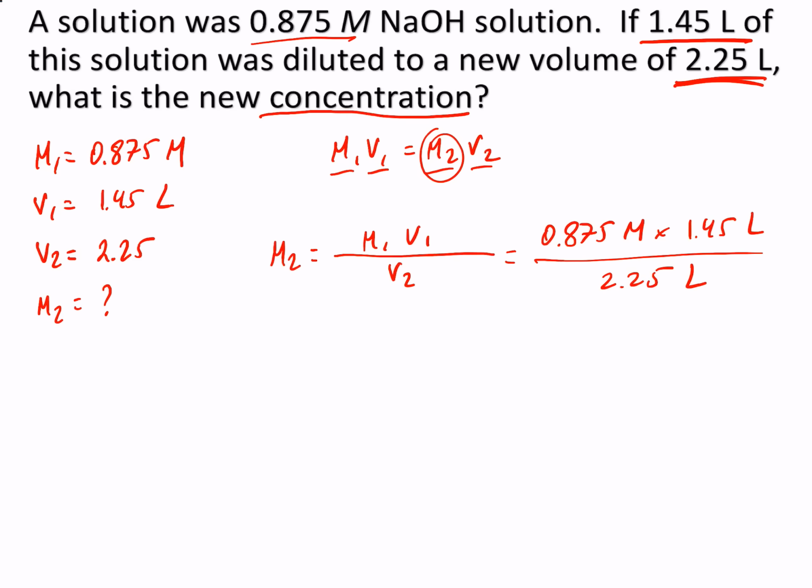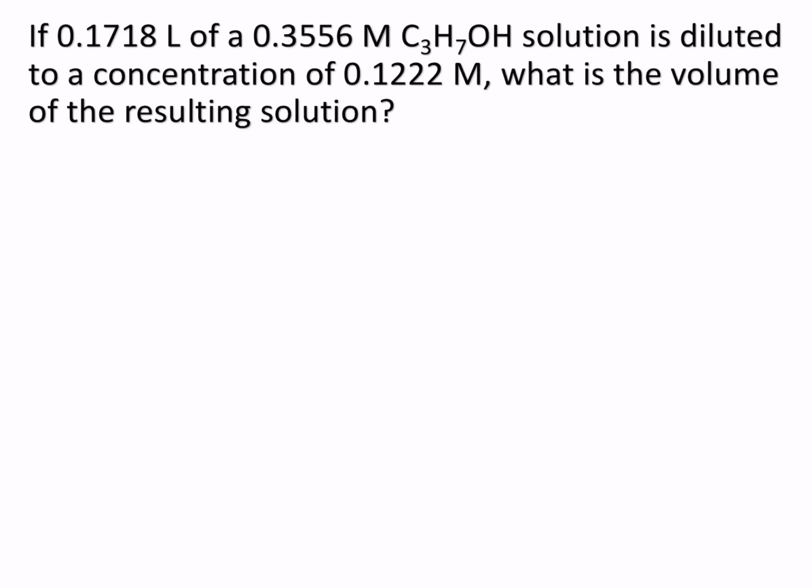If you are increasing the volume, you have to end up with a smaller concentration. M2 is 0.564 molar. Okay, you started at 0.875, you end up with 0.564, smaller concentration. It is a dilution. In this case, we have a volume with a certain concentration. So let's write this down: M1 V1 = M2 V2.